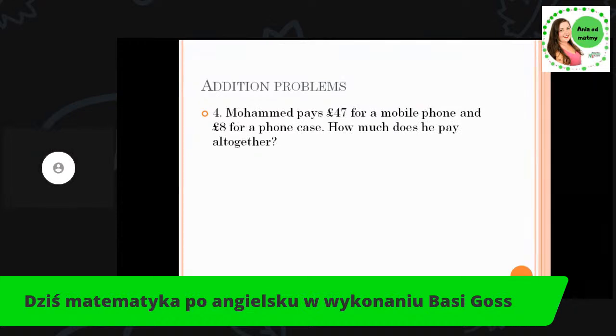Next problem. Let's read it together. Mohammed pays £47 for a mobile phone and £8 for a phone case. How much does he pay altogether?